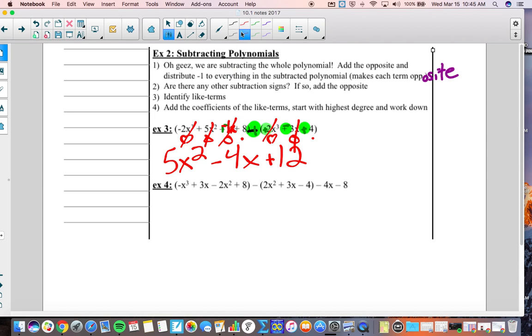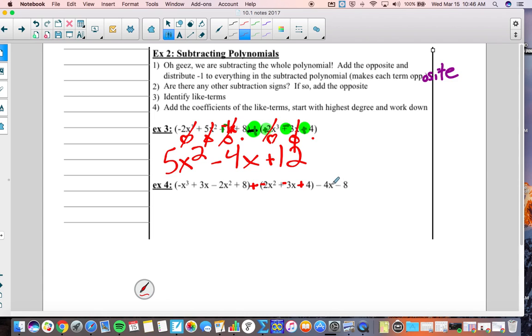Good. Let's try that one more time. We're subtracting off this whole polynomial right here. Everything in the parentheses will become opposite once I change this to adding. This subtraction sign only affects or oppositizes what's in the parentheses. It does not affect the symbols over here. So this will become adding a negative 2x squared and adding a negative 3 and adding a positive 4. We've just made every term in that subtracted polynomial opposite.